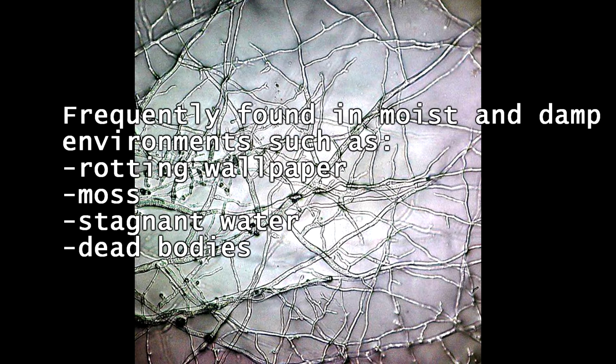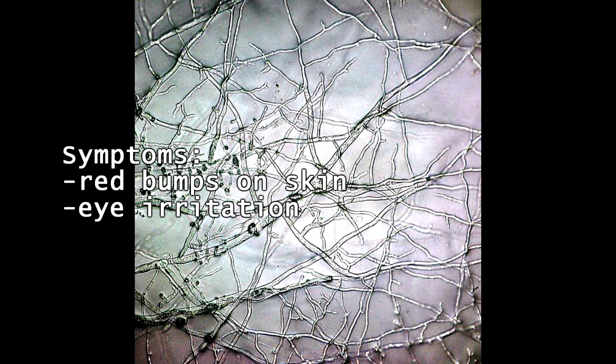Entity number 19, nicknamed Disease. Entity number 19, an ailment simply known as the disease, is a virus that lurks in the backrooms. The virus is most often found in moist, damp environments. This includes rotting wallpaper, moss, stagnant water, and dead bodies. The main two symptoms of the disease are red, painful bumps covering the skin and severe eye irritation.